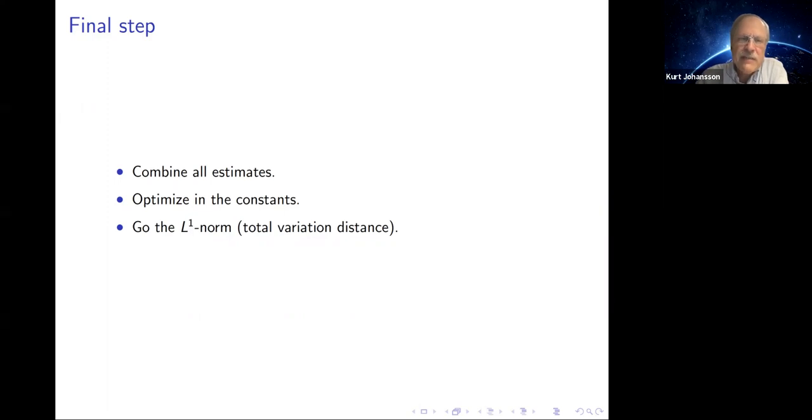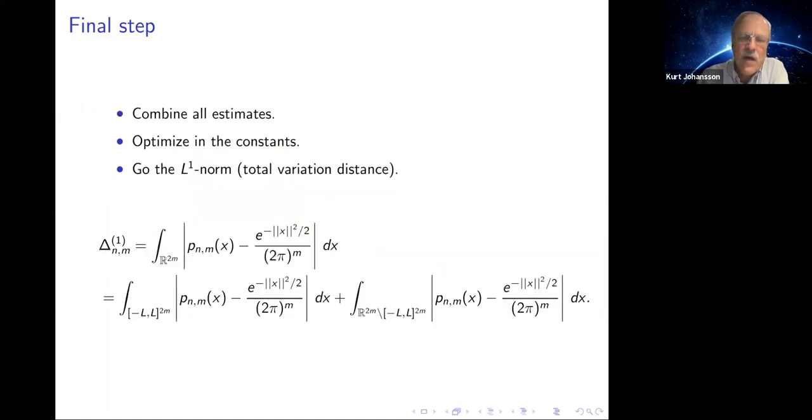So this was an estimate for the L2 norm. So of course, we want to go to the L1 norm in the end. This is a standard idea for how you can do this. So the idea is that this is the L1 norm, right? Recall this was the density function for this vector of traces, right? And this is the density function for the Gaussian vector.